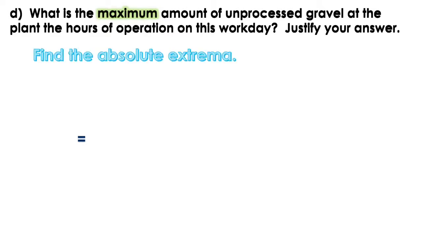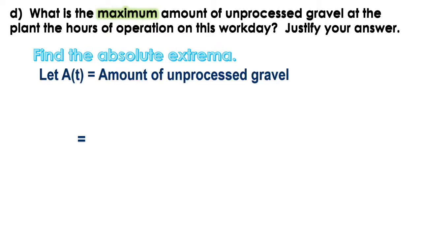We learned how to maximize. It's an absolute extrema. If you want to figure out the maximum, then you want to create yourself a primary function. And the primary function is always whatever it is that you are trying to maximize. We want to maximize the amount of unprocessed gravel. So the primary function is going to be the amount of unprocessed gravel. We're going to need to build our own equation that represents the amount of unprocessed gravel.